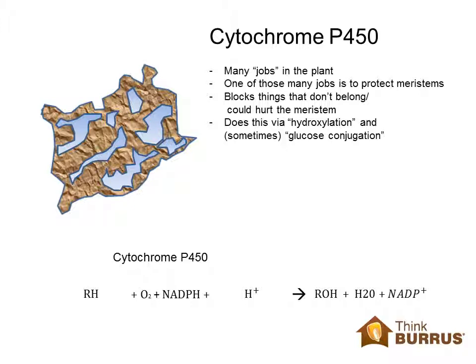Now, this little enzyme has many different jobs in the plant, but one of those jobs is to protect the growing point, to protect the meristem. It's responsible for blocking foreign material that might hurt the meristem.